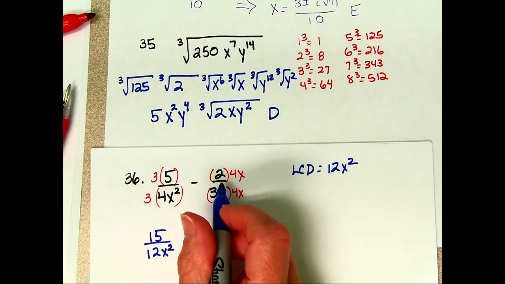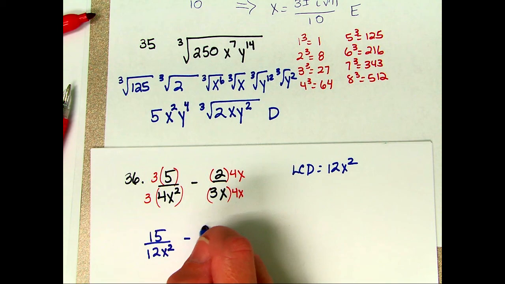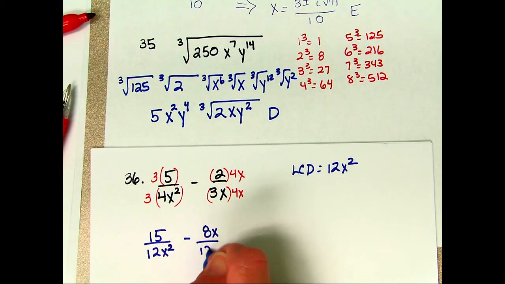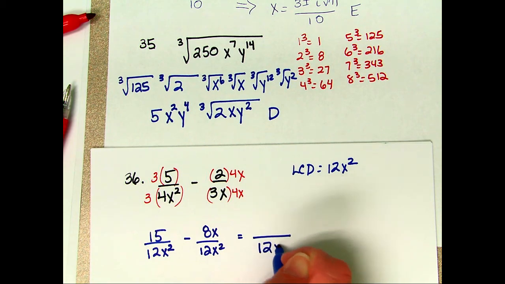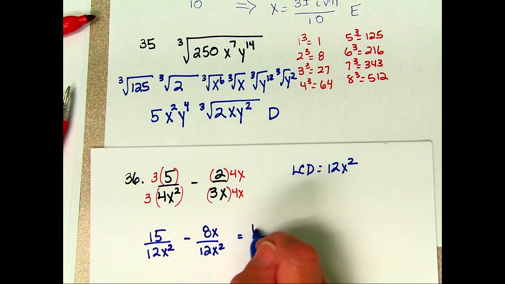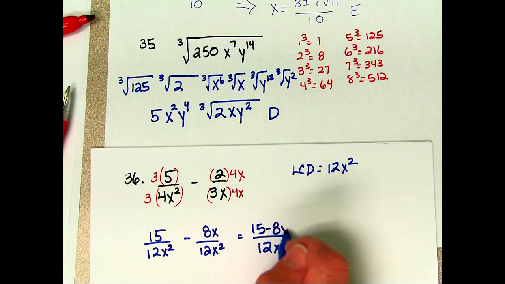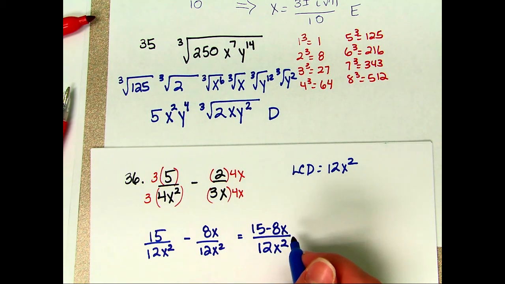I bring across the 12x squared. I have 15 minus 8x. They're not like terms, so I leave it as is. 15 minus 8x over 12x squared. The answer for 36 is A.